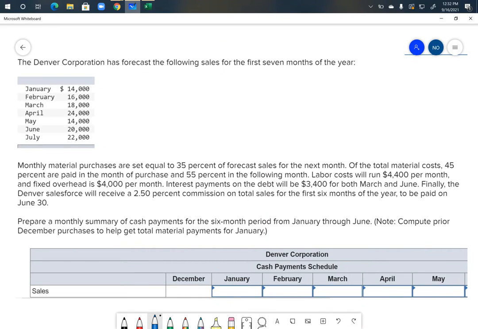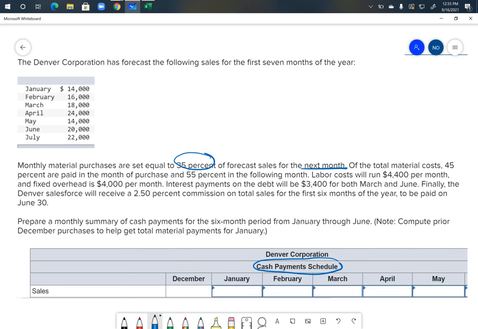Hello. Let's look at this example on how we go about preparing a cash payment schedule. We've been given the schedule for us to prepare. First of all, we've been given the sales forecast for the next 7 months, from January through July. But we've been told the monthly material purchases are at 35% of the forecast for next month.